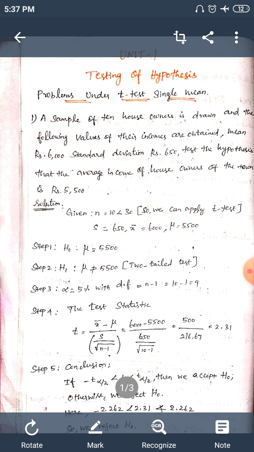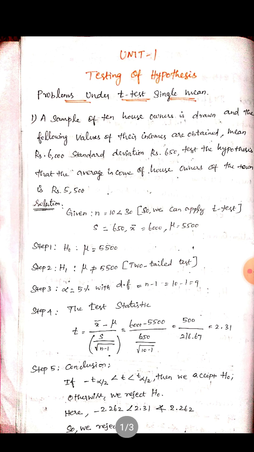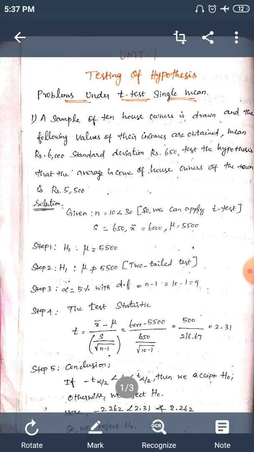For the given problem, we should test the hypothesis. Step 1: H naught, the null hypothesis, mu equals 5,500. Step 2: the alternate hypothesis, mu not equal to 5,500, so we use the two-tail test. Here I use alpha equal to 5% level of significance. The degrees of freedom will be n minus 1, where n is the sample size, 10. Therefore n minus 1, so the degrees of freedom will be 9.